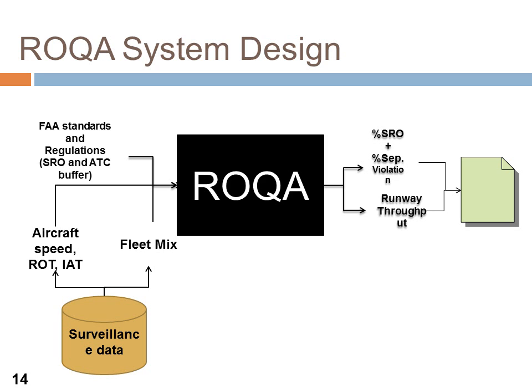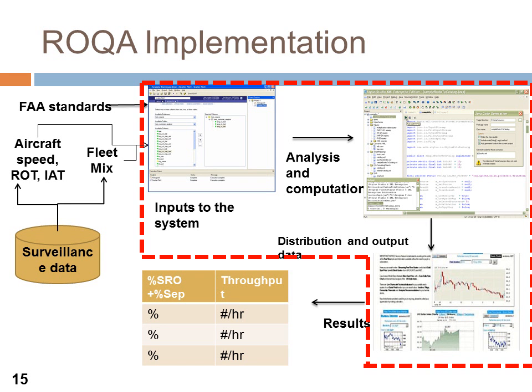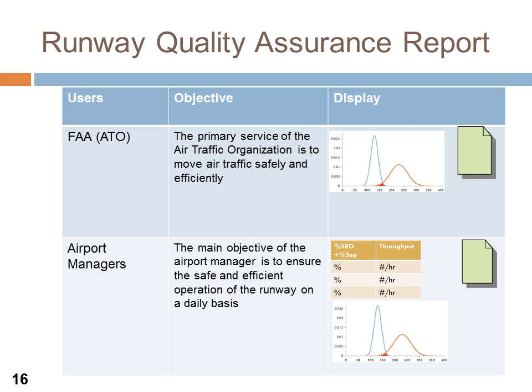displayed as a monitoring report. Inside of that black box, the inputs are read into the system, stochastic data analysis is done, distributions are idealized, and the results are computed. These results will be displayed to different stakeholders in different ways based on their objectives.